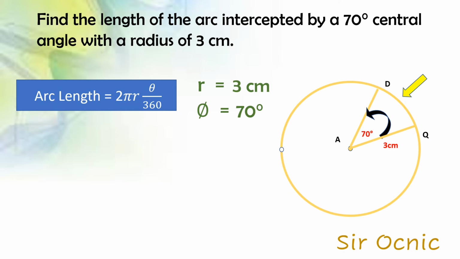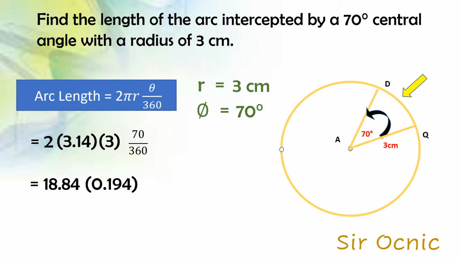Substituting these values to the formula, we will arrive at 2 times 3.14 times the value of r, which is 3, times the measure of the angle, which is 70, divided by 360. Simplifying the equation, you will then have 18.84 times the value of 70 over 360, which is equal to 0.194. Finding the product of these two numbers, you will arrive at 3.65, which means that the measure of arc BQ is equal to 3.65 centimeters.